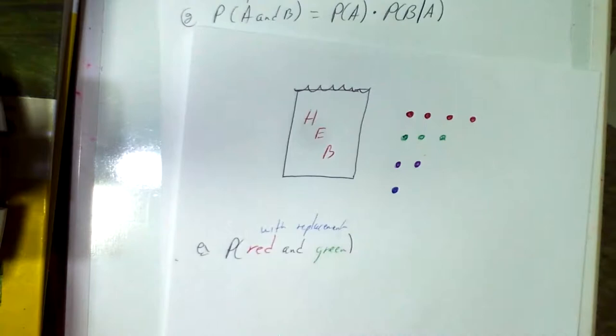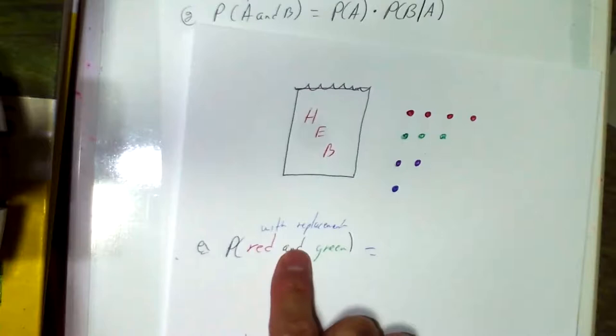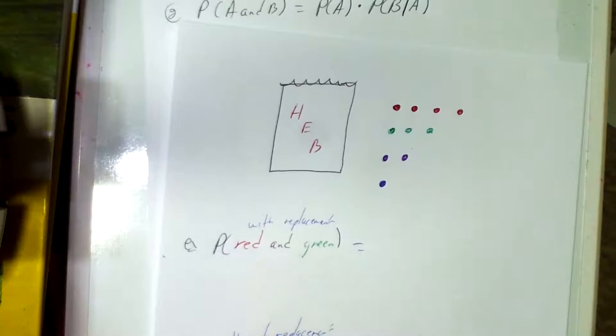And I'm gonna do another one. Probability of red and green. I want you to see the pattern. This is another way of knowing that you guys are going to be using the multiplication rule when you see these words with replacement or without replacement. Okay, now let's do with replacement. So these two events are independent.